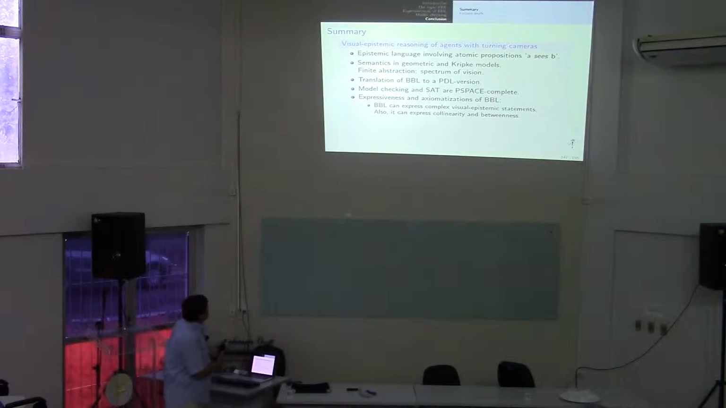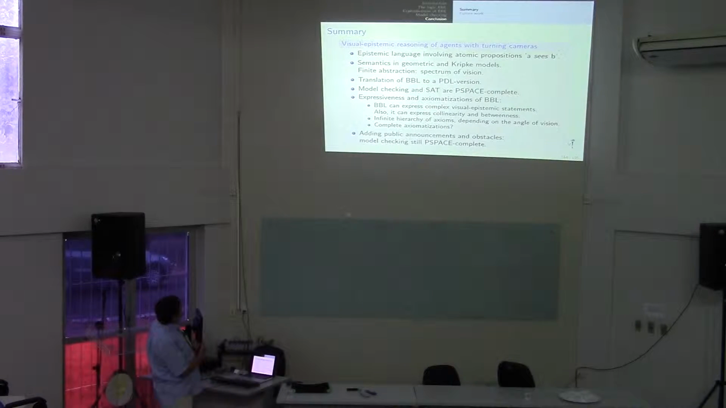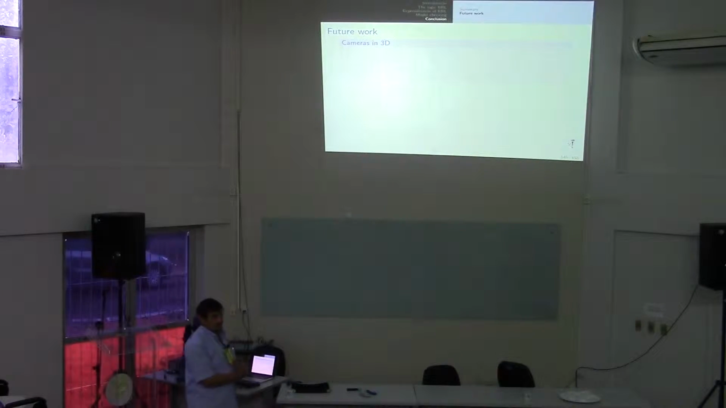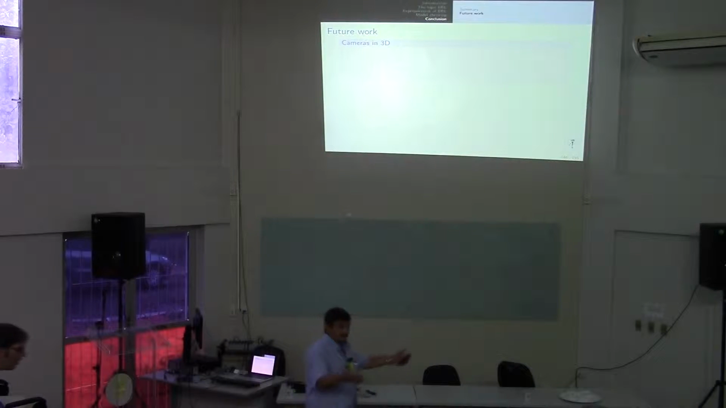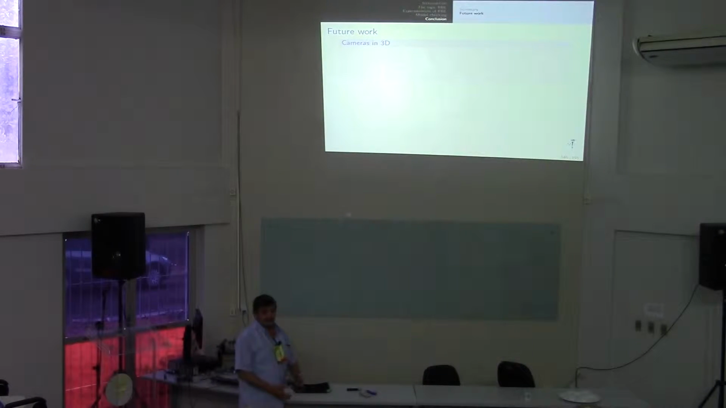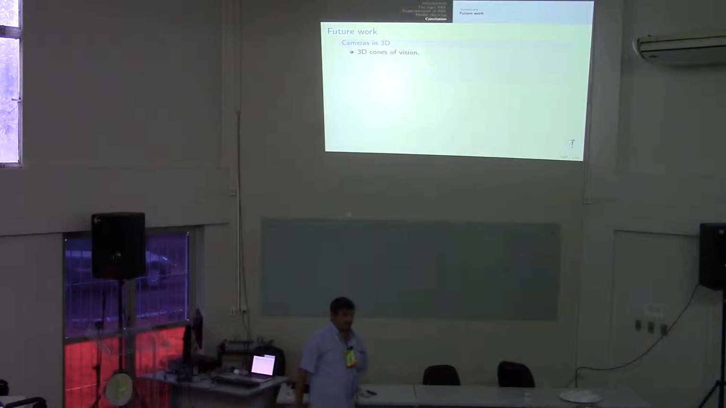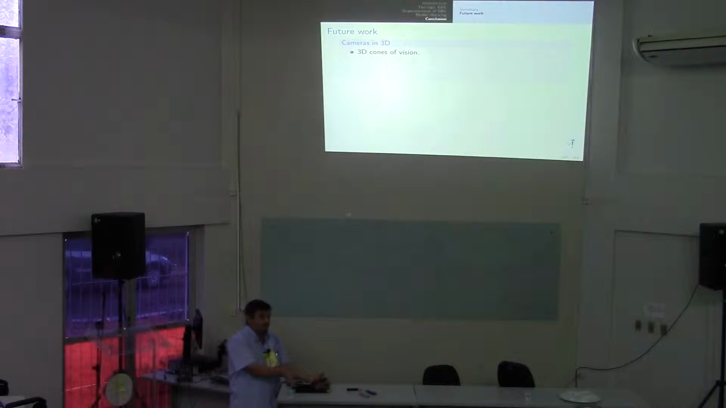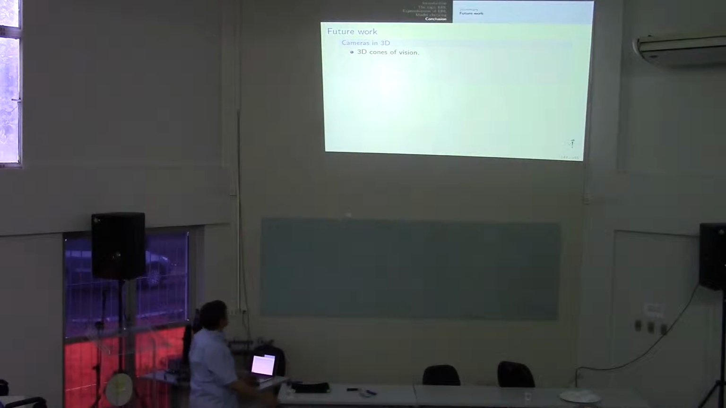Okay, let me see what more I want to say about this. Nothing more on this. The final slide would be some suggestions for future work, where I'll stop here. First of all, our cameras were in the plane, but in reality, things take place in at least 3D space, and in science fiction, even in more than 3D. So the next step would be to move to 3D space, where our cameras will see what we can call a cone of vision, or some sort of generalized cone of vision.